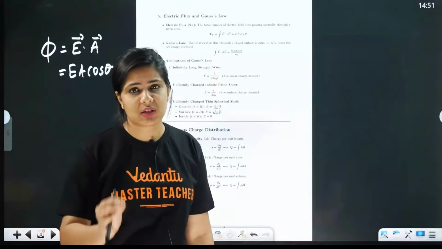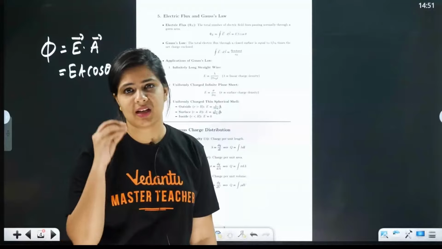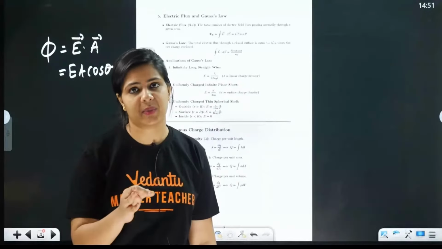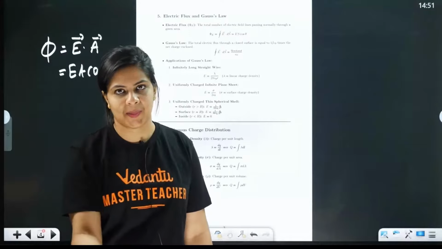To apply Gauss's law, you should always consider a Gaussian surface. A Gaussian surface is an imaginary surface. It should be three-dimensional. You can choose any shape; the shape has no importance here. Understood?